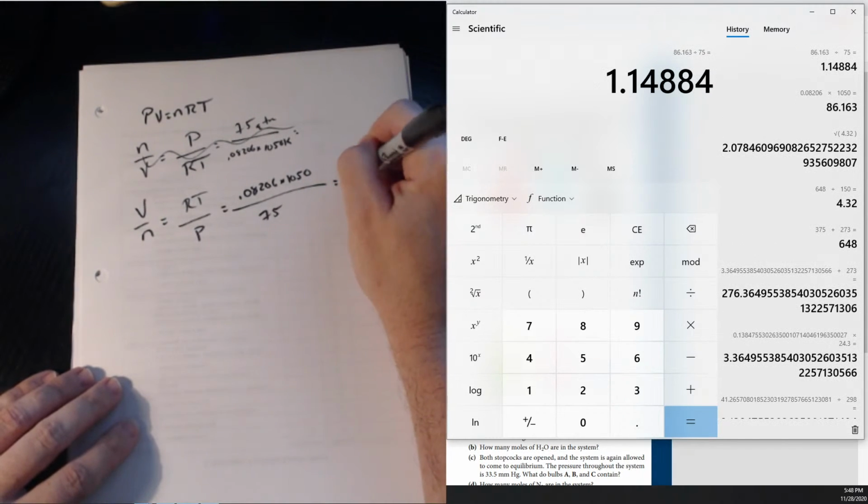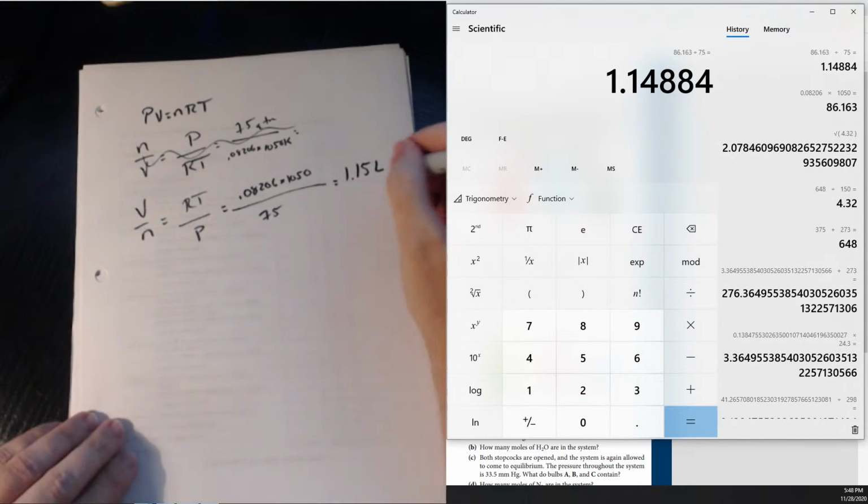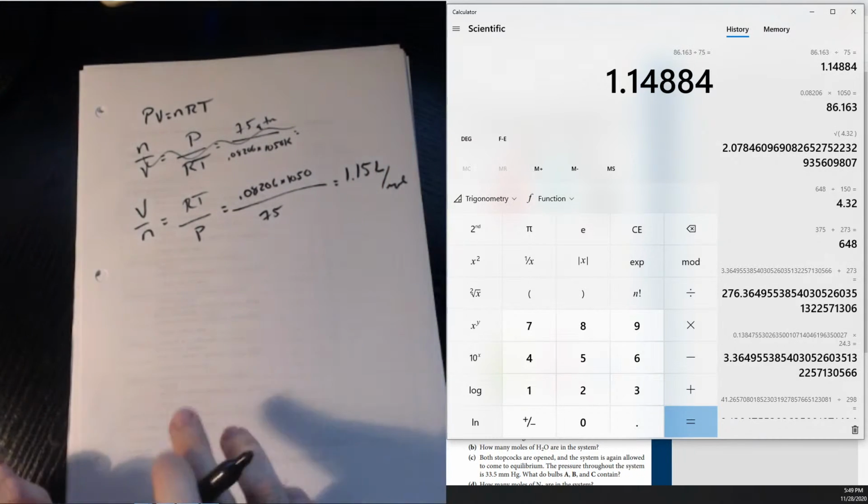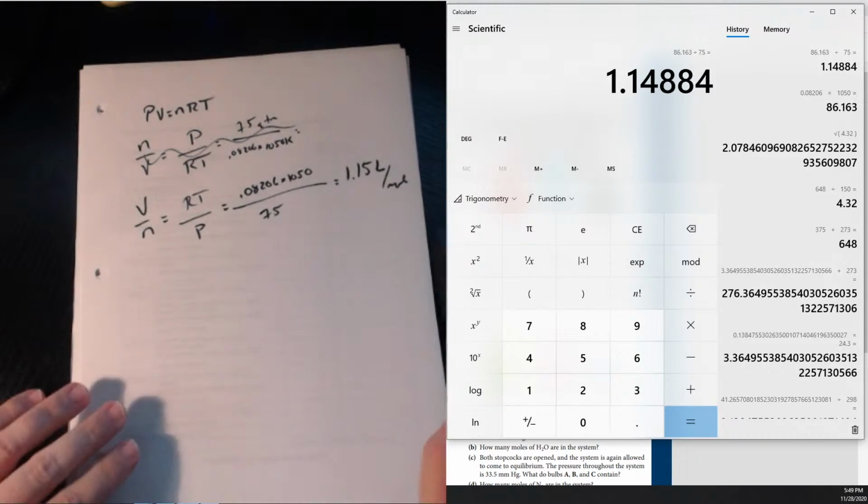Is 1.15 liters per mole, compared to the 22.414 liters per mole that we have here on Earth.